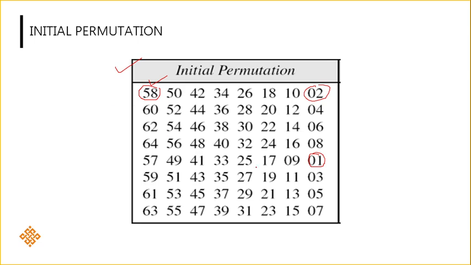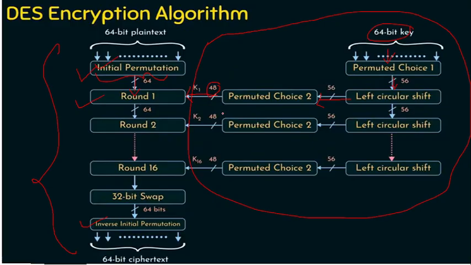Hope you understood what happens in the initial permutation. We are just changing the bit positions. These are the 64 bits, and each bit we are just swapping to its respective position. So the first position will come here, the second position will come here, the third will go here, like that. Hope you understood the first one, that is the initial permutation. Next, the 64 bits after swapping will enter into the round function. So what happens in the round function? Let's see that.